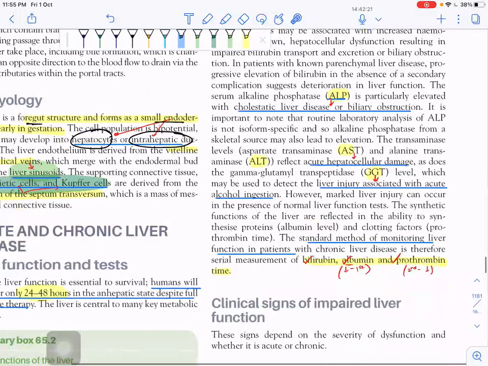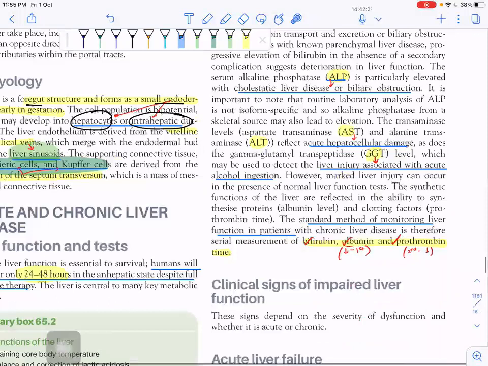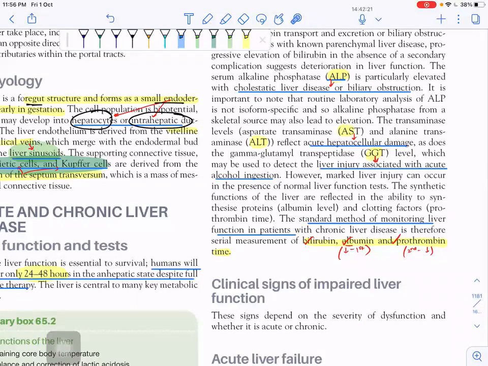The standard method of monitoring liver function in a patient with chronic liver disease. Okay, so what is the standard method of monitoring? You have to use three things: bilirubin, albumin, and prothrombin. Okay, so bilirubin, albumin, prothrombin.